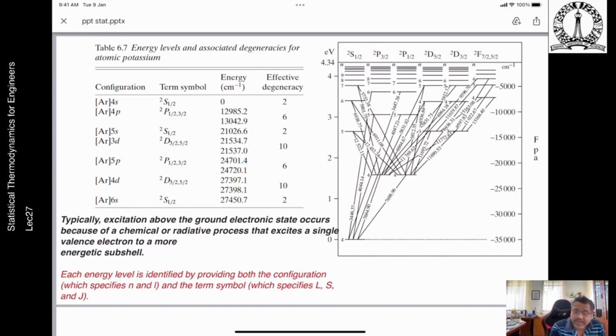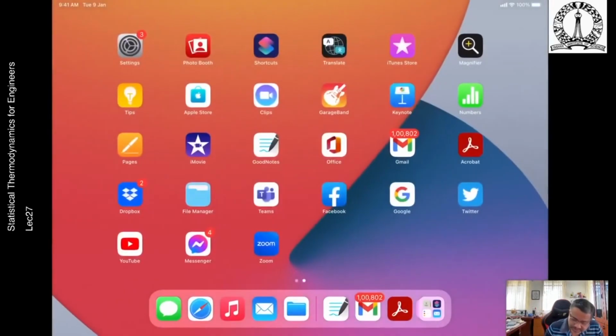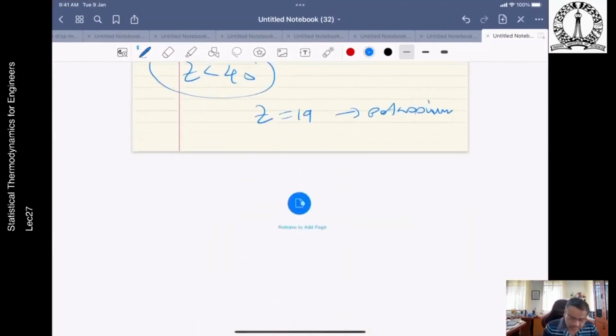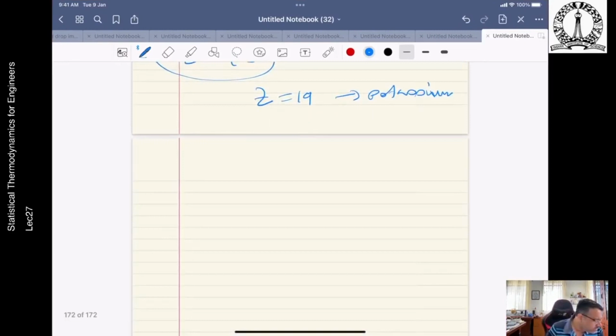As a result of that, you can also construct diagrams in which you can see which are the allowable energy levels as well. So that is an important feature of this particular thing.